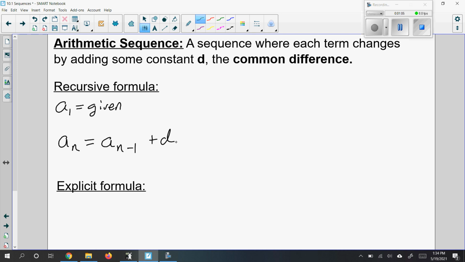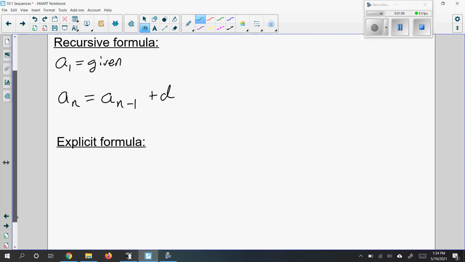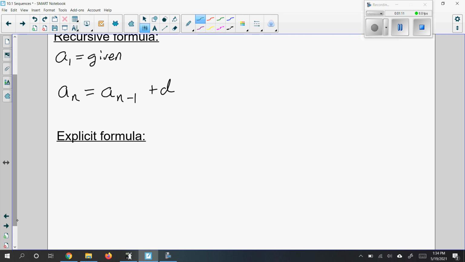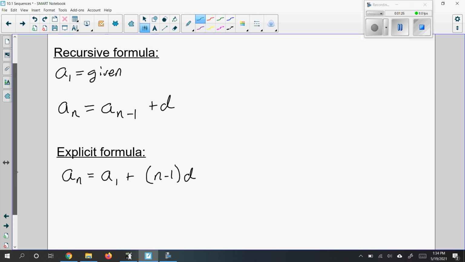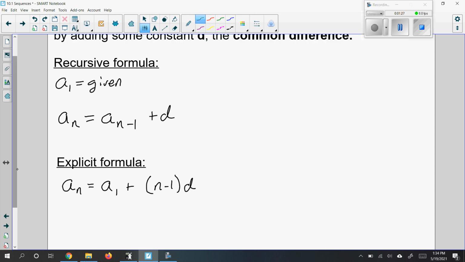To write the explicit formula, we can find any arbitrary element in the sequence. The formula is a sub n equals a sub 1 plus n minus 1 times d. Okay, so let's take a look at a couple of examples.